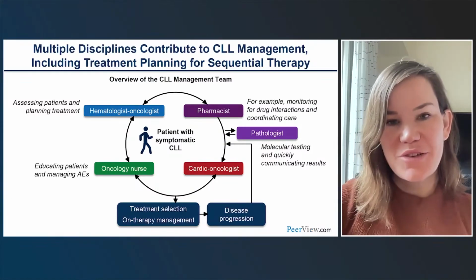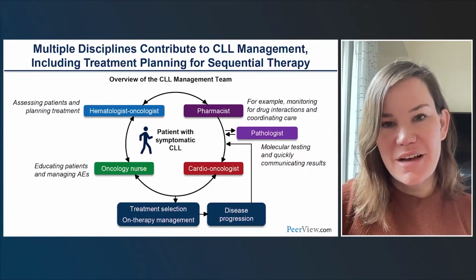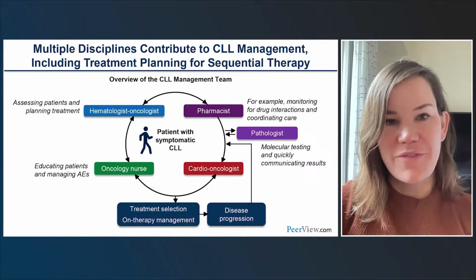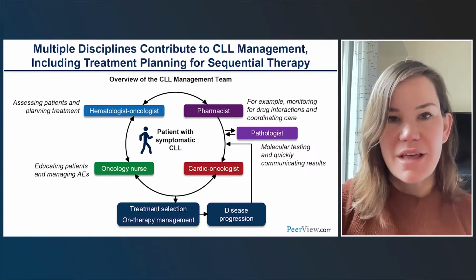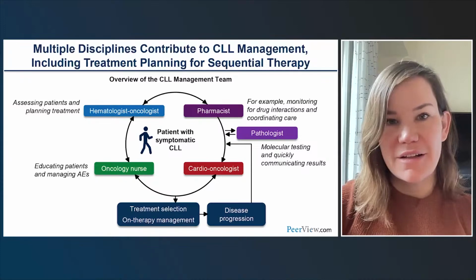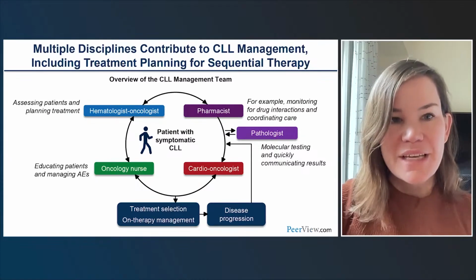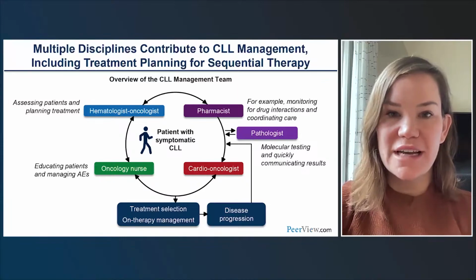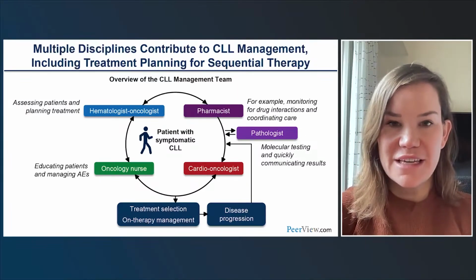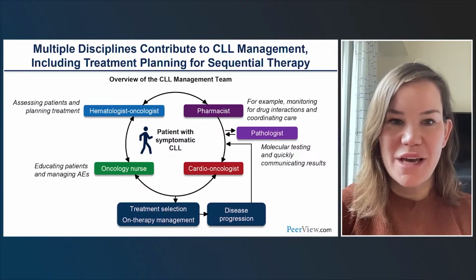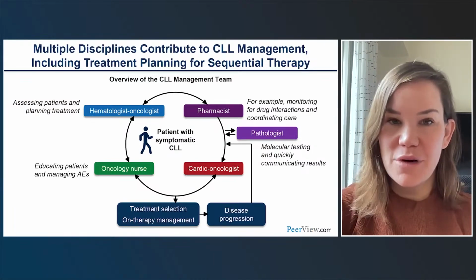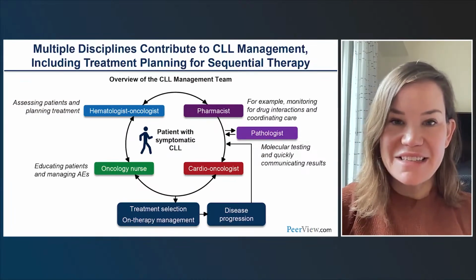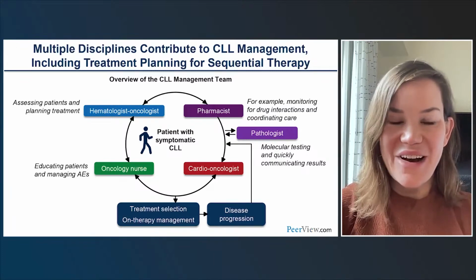And so this graphic demonstrates all of the different healthcare professionals that can go into the optimal management of a CLL management team. Of course, I'm a hematologist oncologist, but I don't work in isolation. I've been very lucky to build my own team at the institutions that I've worked with. To highlight the role of a few other professionals, I can't state enough how important pharmacists are.